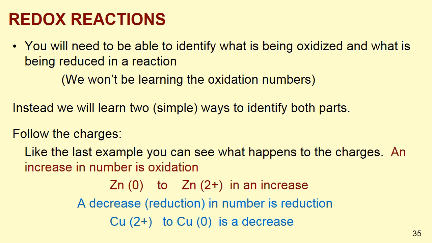So there are 2 simple ways to identify both parts. The one that I just told you means following the charges. If you follow the charges, if it becomes more positive, that means oxidation. And if it becomes more negative, or if there's a reduction in the charge, then it is reduction. So you can see now where the name reduction comes from. There's a reduction in the charge. So zinc becoming more positive, an increase in the charge, is oxidation, and a decrease in charge is reduction. So that's one way. If you've got charges, you can follow the charges and see what's going on.